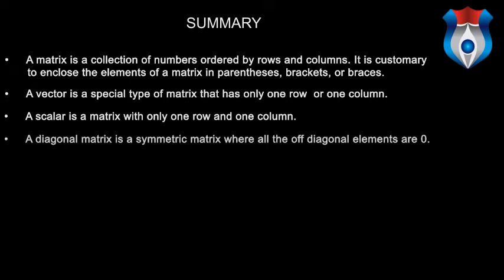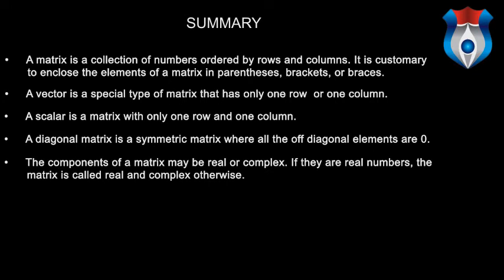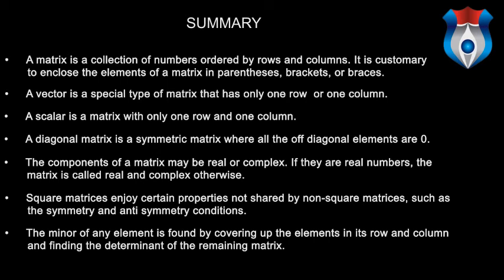A diagonal matrix is a symmetric matrix where all the off-diagonal elements are 0. The components of a matrix may be real or complex. If they are real numbers, the matrix is called real and complex otherwise. Square matrices enjoy certain properties not shared by non-square matrices, such as the symmetry and anti-symmetry conditions. The minor of any element is found by covering up the elements in its row and column and finding the determinant of the remaining matrix.